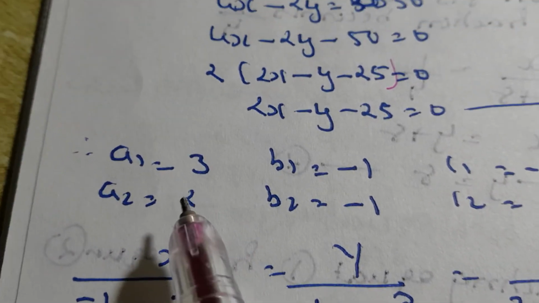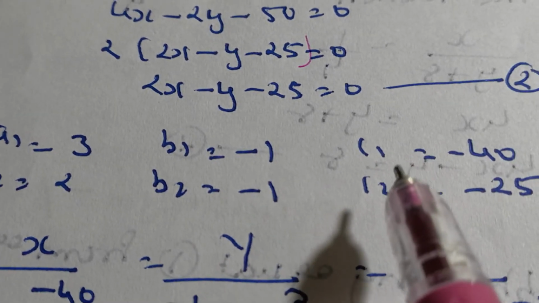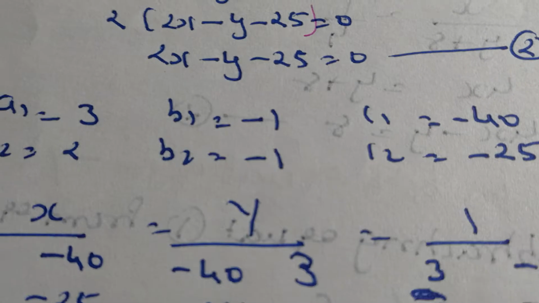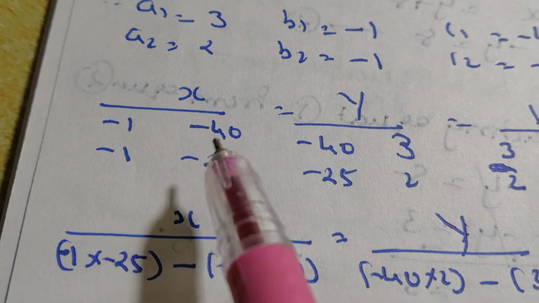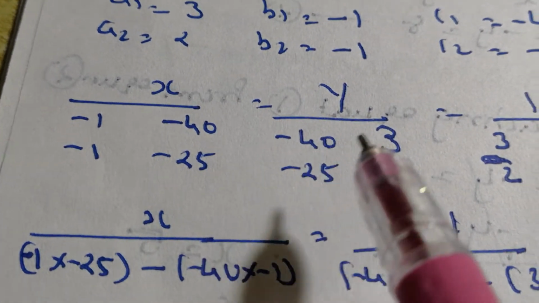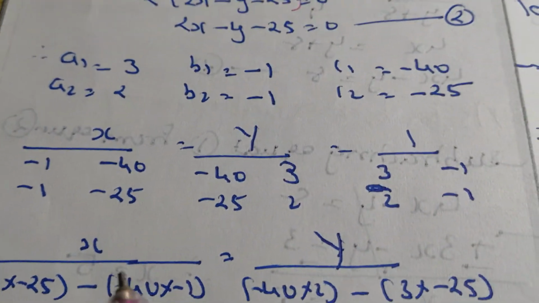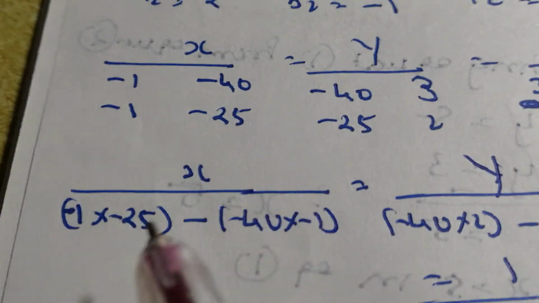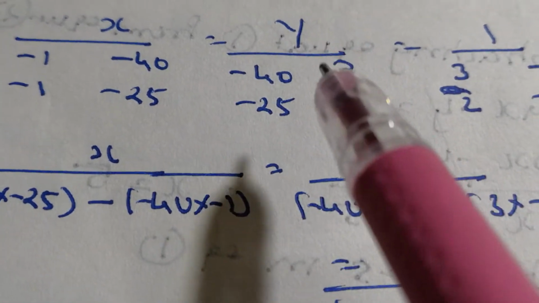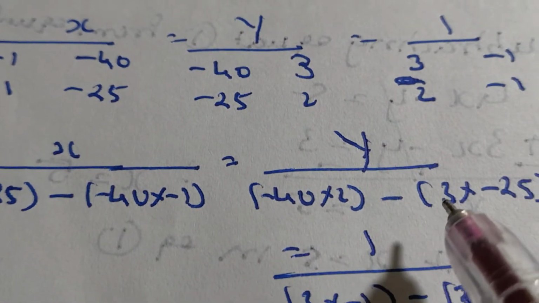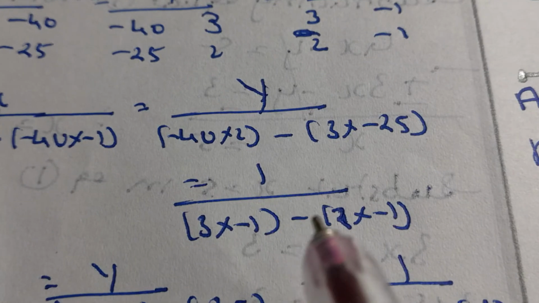Substituting now, a1, a2 is equal to 3 and 2, b1, b2 is minus 1 and minus 1, and c1, c2 is equal to minus 40 and minus 25. So x upon, I have directly written the numbers over here, b1 b2, c1 c2, and a1 a2, b1 b2. So I have written the values over here. So now going with cross multiplication, minus 1 into minus 25 minus minus 40 into minus 1, y upon minus 40 into 2 minus 3 into minus 25, and for 1 it is 3 into minus 1 minus 2 into minus 1.